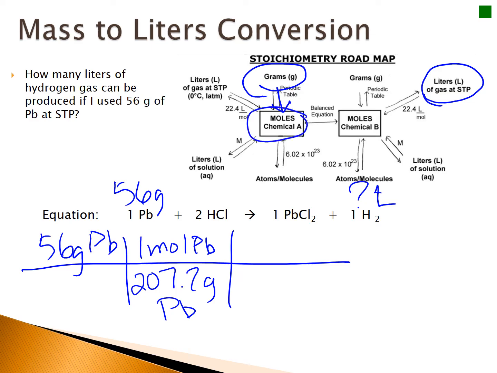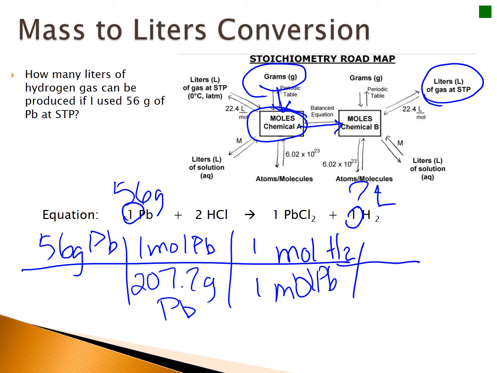Now I'm here, so I need to go over to moles of hydrogen. I'm going to put 1 mole of Pb on the bottom because it's on the top at the upper left. That is really bad writing, sorry about that. And then we are going to go to 1 mole of hydrogen. I'm going to use the balanced equation to figure out my coefficients, which is 1 to 1. And now I just need to get to liters. So I am going to put moles of hydrogen on the bottom, and I am going to go to liters.